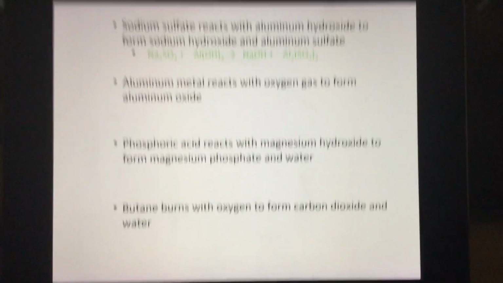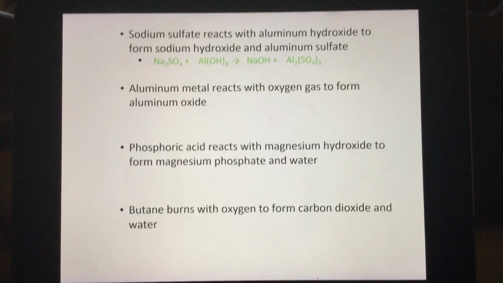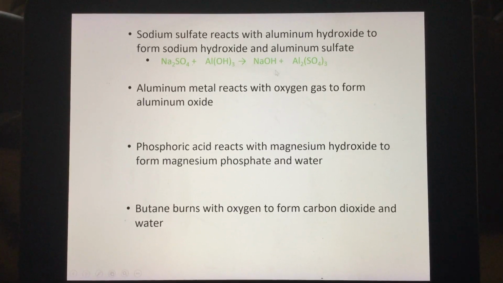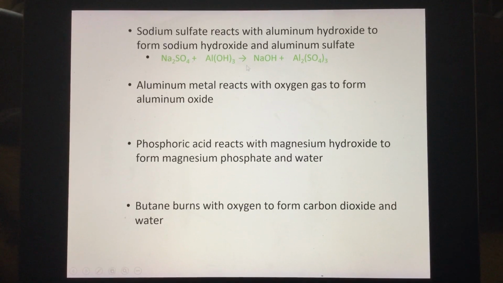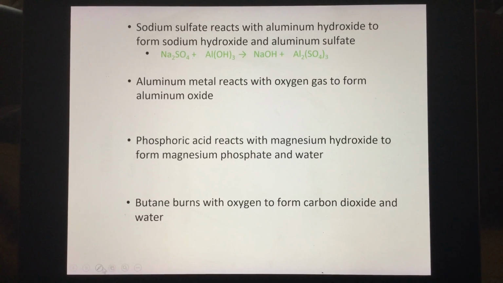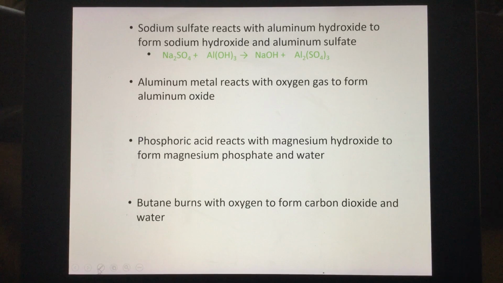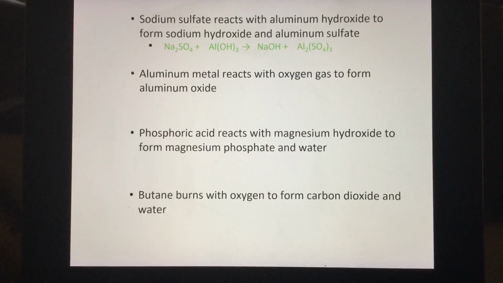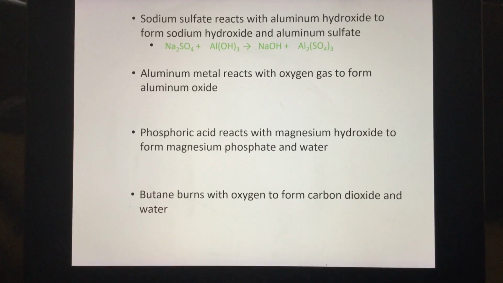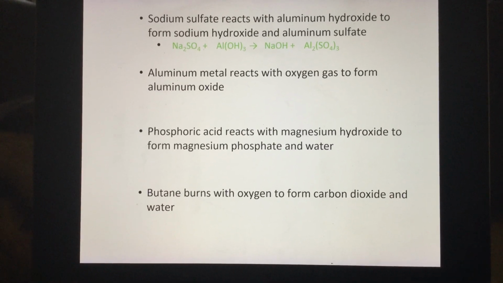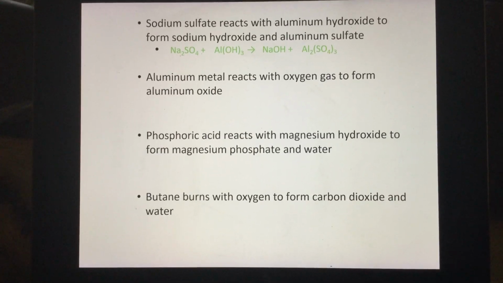Okay, so this is, again, our skeleton equation. We want to get this all balanced so that we're not creating or destroying matter. So our first rule is to balance our metals first. So let me get my pen. Let's see how this works. Where did my pen go? Oh, there it is. Okay, so now we have two metals.